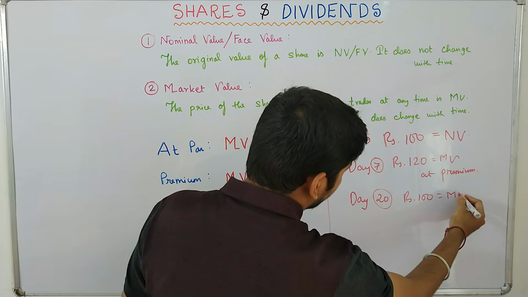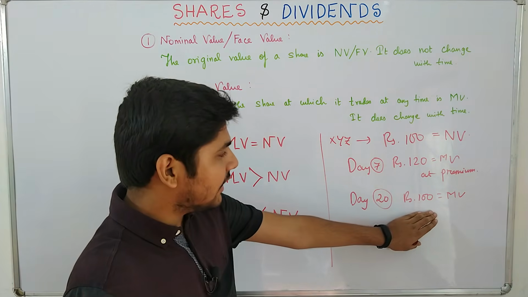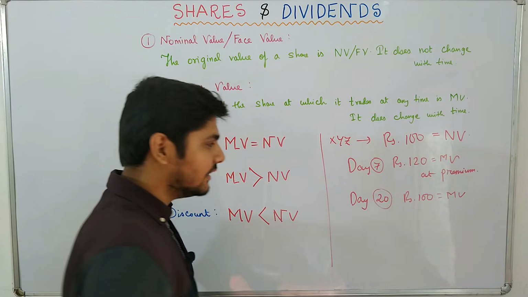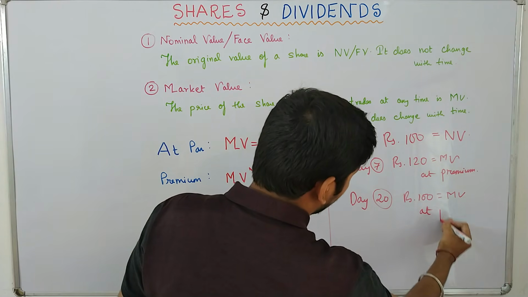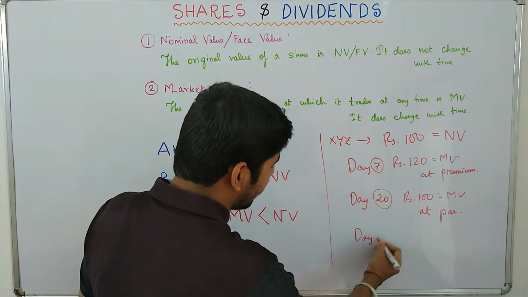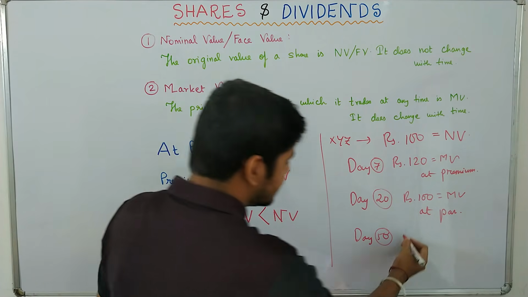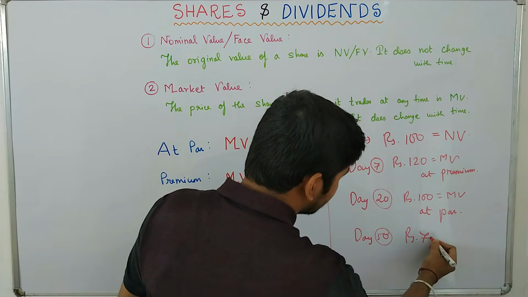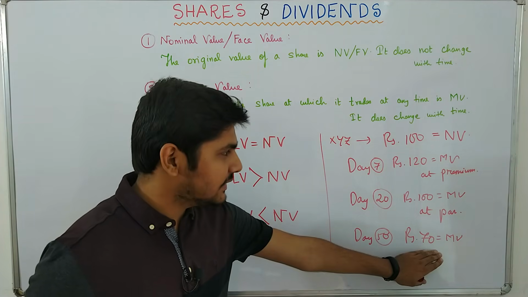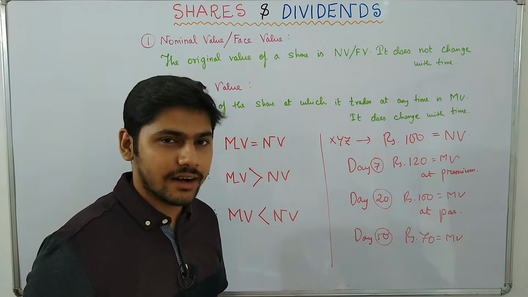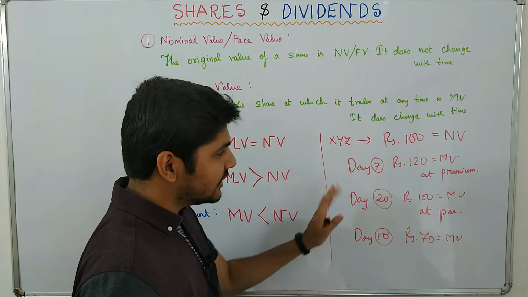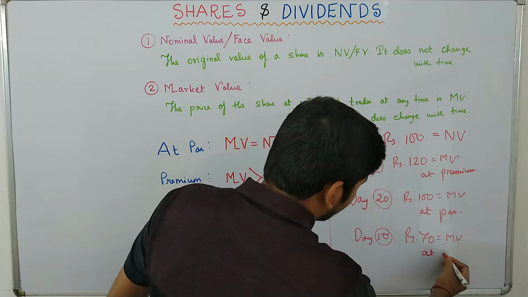Then say during day 20, the market value of the price comes to be rupees 100. So we see that the market value of rupees 100 is equal to the nominal value of rupees 100. Then we say that the share is being sold at par. Then finally, say during day 50, the price of the share comes to be rupees 70. So the market value of the share is rupees 70 and the nominal value is rupees 100. That means market value is less than nominal value, so we say that the share is being sold at a discount.